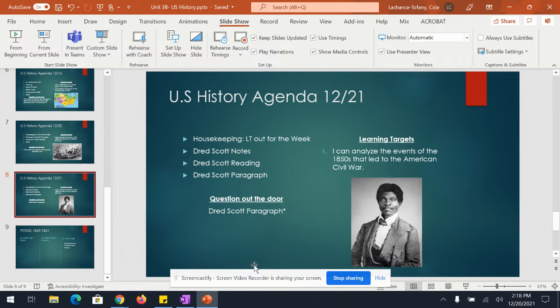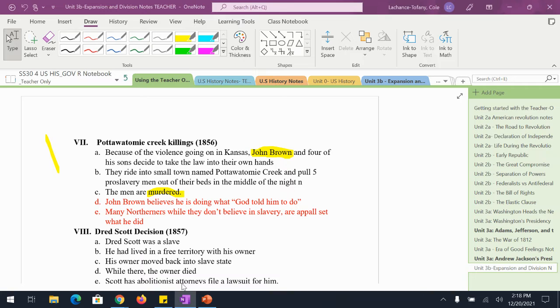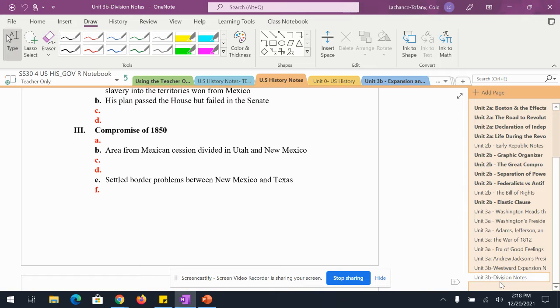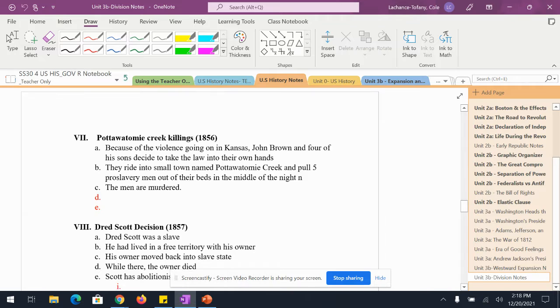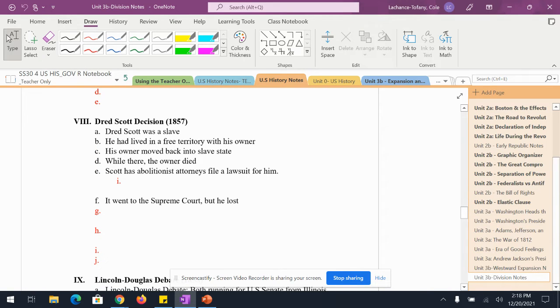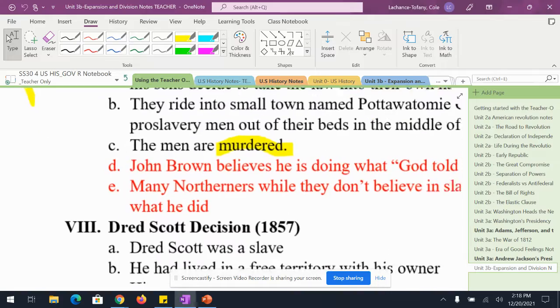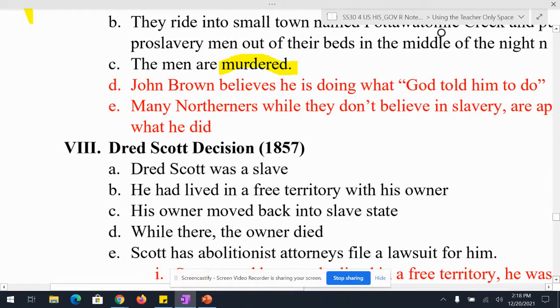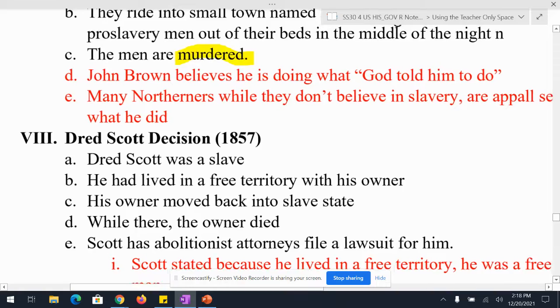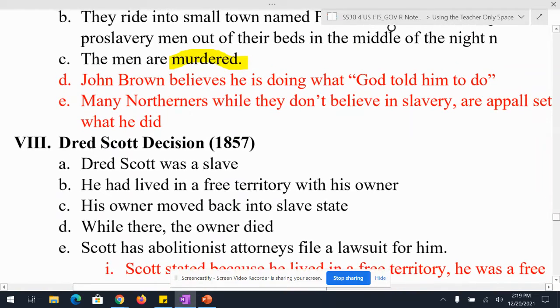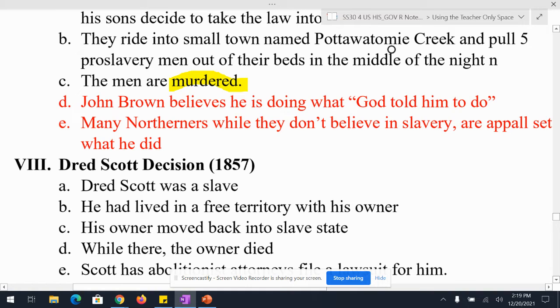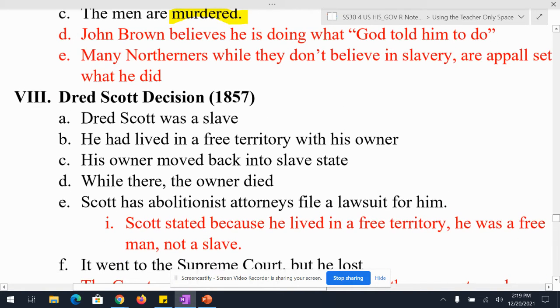If you can be so kind and go to OneNote. If you go to U.S. History Notes, go back to your Unit 3B Division Notes from yesterday. And then your page should look like this. So, Dred Scott, let's talk about this. And if you weren't here yesterday, the notes will all be posted on the collaboration space as well as the video from yesterday. So, Dred Scott, 1857.